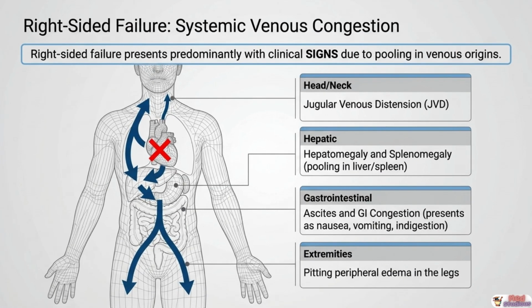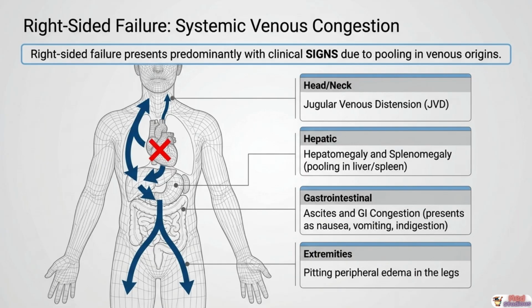Right-sided heart failure presents predominantly with objective, examiner-detectable clinical signs rather than subjective patient symptoms, a distinction that is frequently tested in examinations and critical to bedside recognition. When the right ventricle fails to pump blood forward into the pulmonary artery, blood backs up into the systemic venous circulation, causing venous hypertension throughout the entire body. The clinical signs follow the anatomy of venous drainage.